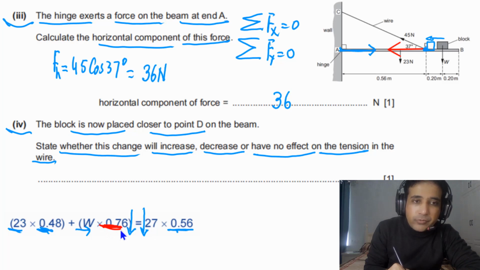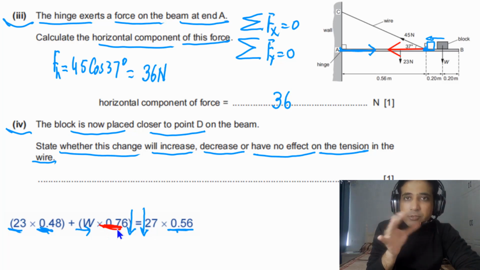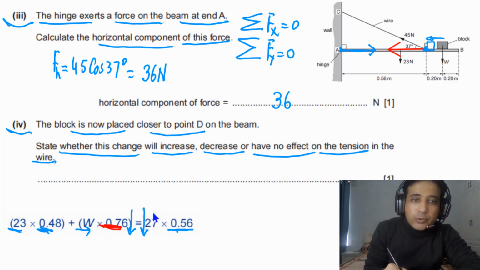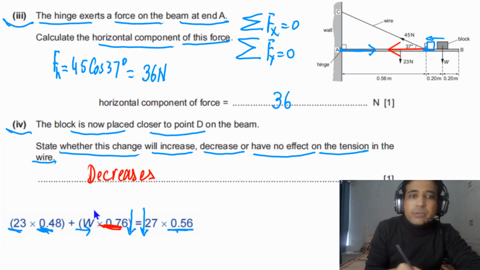So the net moment has to be equal to 0. So this force has to decrease in magnitude. So simply in this case, we can say tension in the wire decreases. Tension decreases, or you can say tension in the wire decreases. So this is how you can approach this problem.